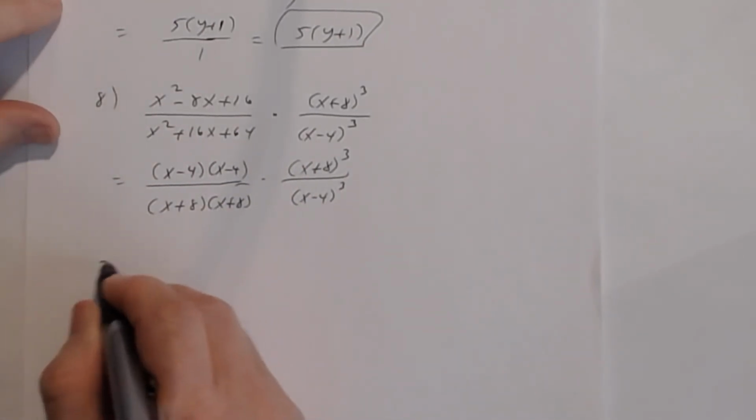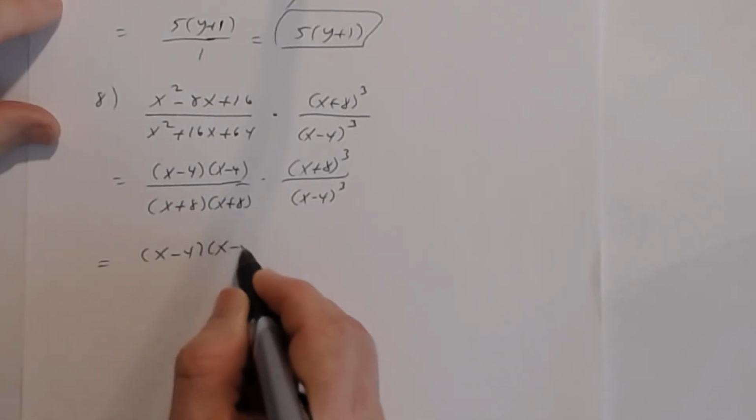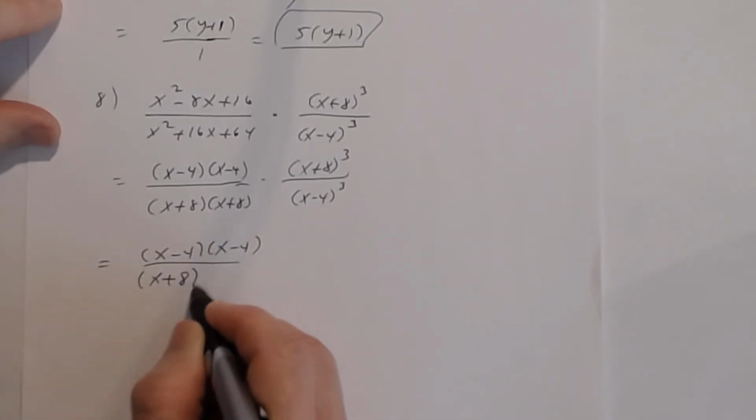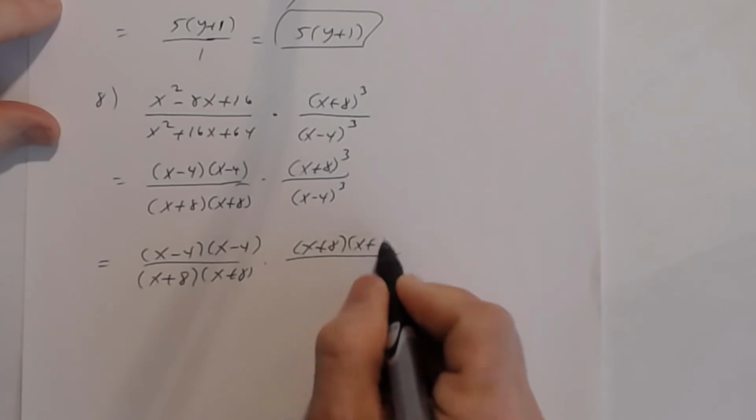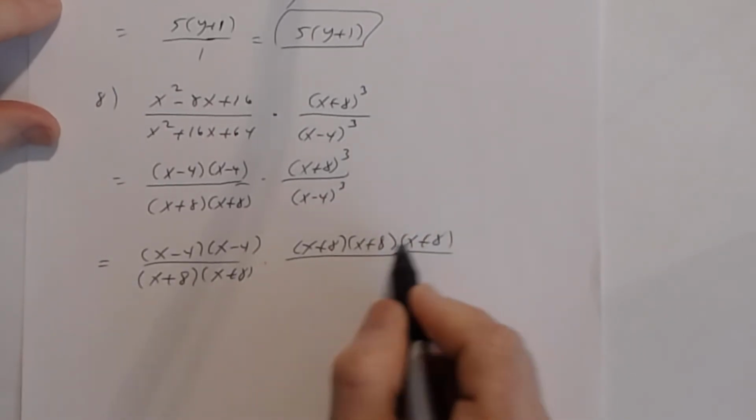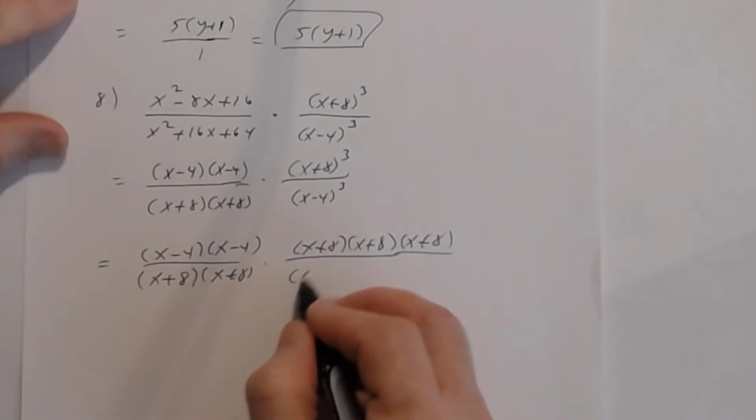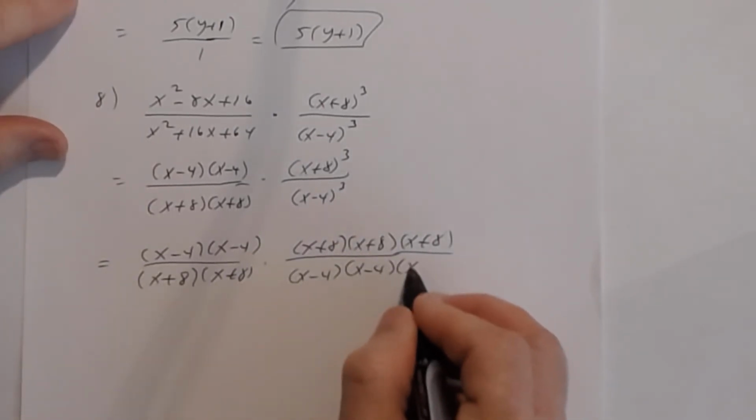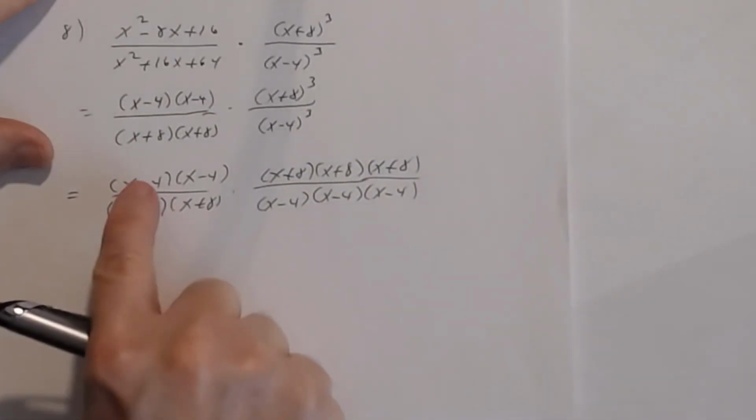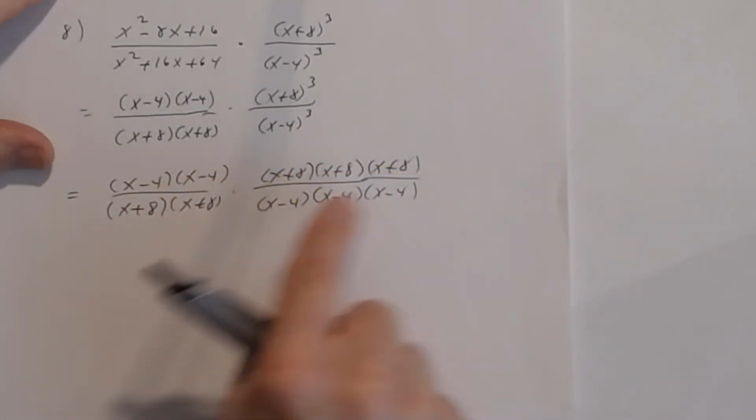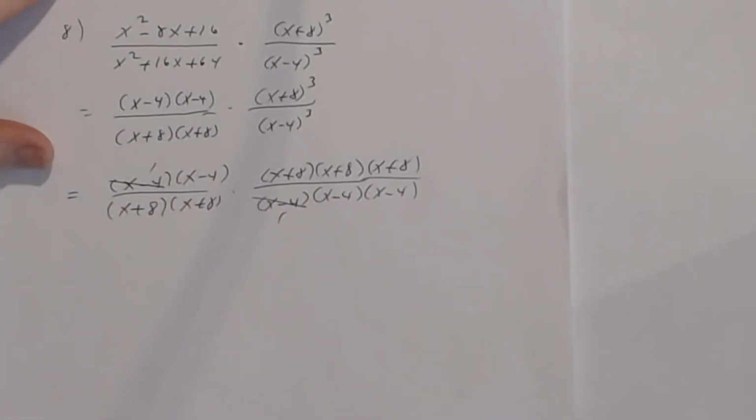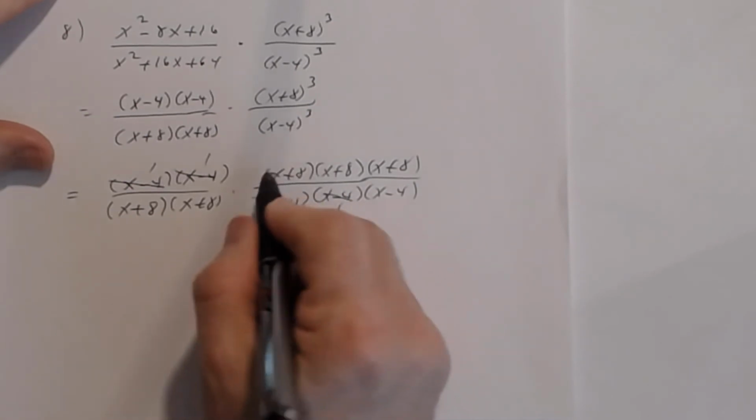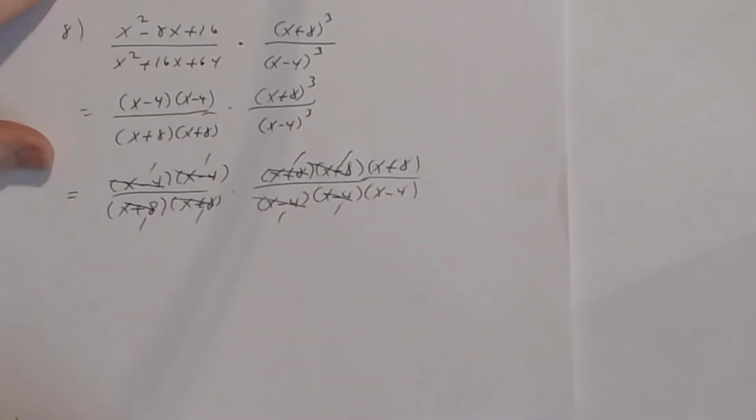So if you have to, rewrite it like this if it helps. Rewrite it as x plus 8 times itself 3 times, because that's what that means. And rewrite this one as x minus 4 times itself 3 times. And now just reduce. So notice you have 1, 2, 3, 4, 5 factors, and you have 5 as well here. This x minus 4 divides out with one of these. This x minus 4 divides out with one of these. X plus 8 divides out with one of these. X plus 8 divides with one of these, and that's all you can do.